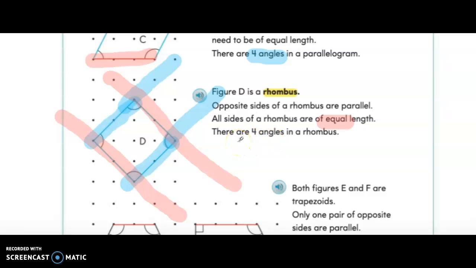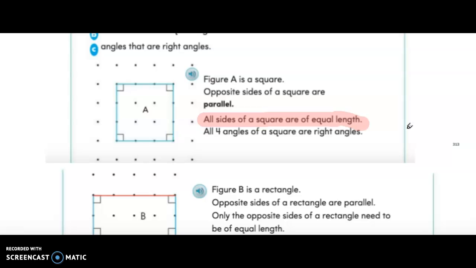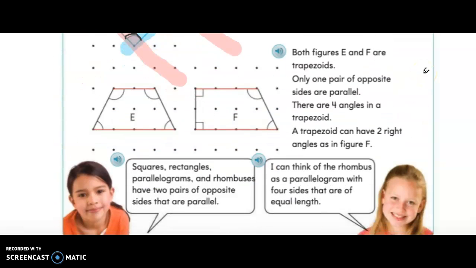Now, the difference between a square and a rhombus is that there are 4 angles. If you notice, it didn't say 4 right angles, it just said 4 angles. And here it is showing us that these are just angles. Now, I know this is a lot of information, so this is going to take some time and some practice, so don't get worried just yet. We got plenty of time.